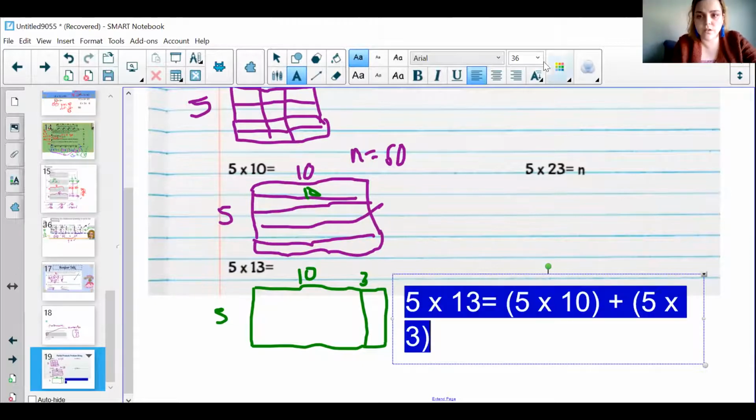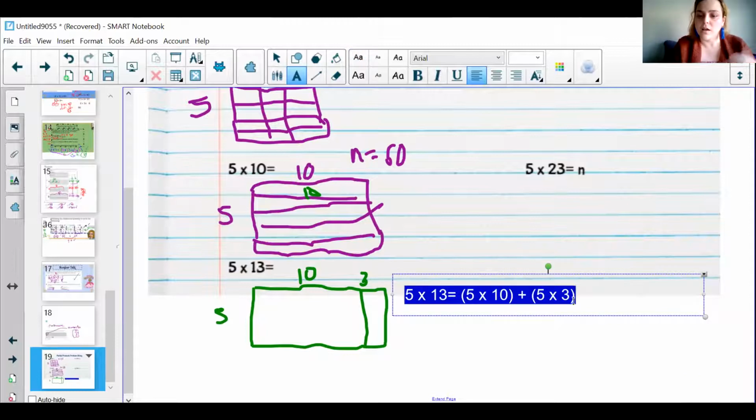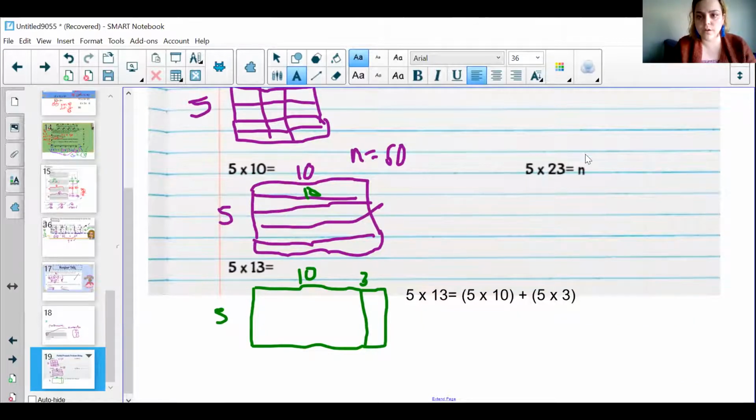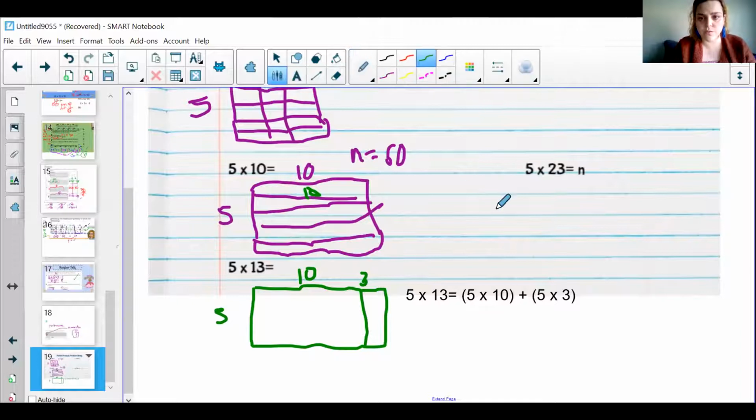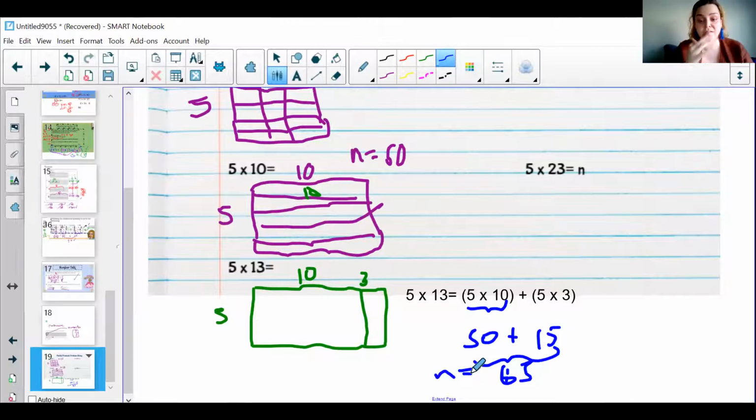Let's make this a little bit smaller so you guys can see it better. Okay, and let's solve. Let's see what 5 times 13 is. We already know that 5 times 10 is 50, so I'm going to write 50 over here in another color. And we know 5 times 3 is 15. And so 50 plus 15 equals 45, I mean 65, just kidding. So n equals 65. All right, so we have 65 so far. So that's 5 times 13 using our distributive property.